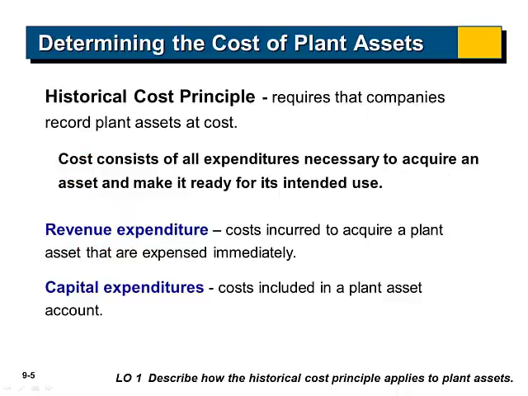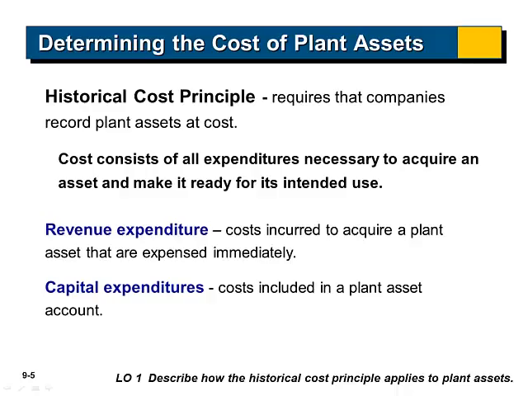Okay, so we've defined what plant assets are. Now let's talk about how to determine the cost of them. Basically, when we're talking about plant assets, we use the historical cost principle that requires that companies record plant assets at cost. So if you're buying a delivery truck for your pizza company, you would record that on your financial statements at whatever you paid for it. It's historical cost. And that cost consists of expenditures necessary to acquire the asset, buying it from the truck dealership, and any cost to make it ready for its intended use.